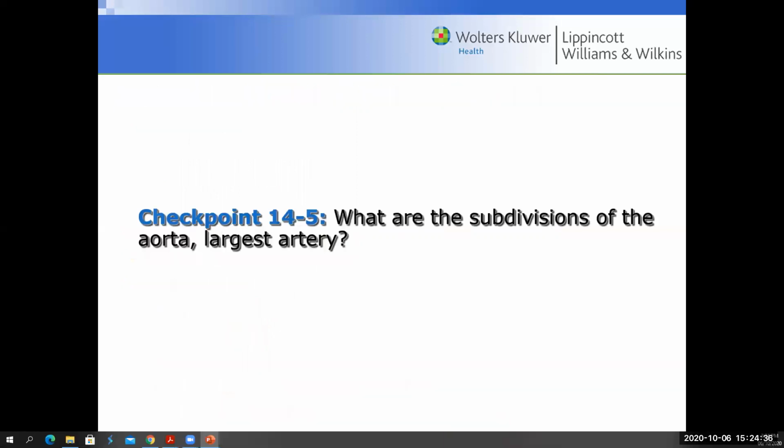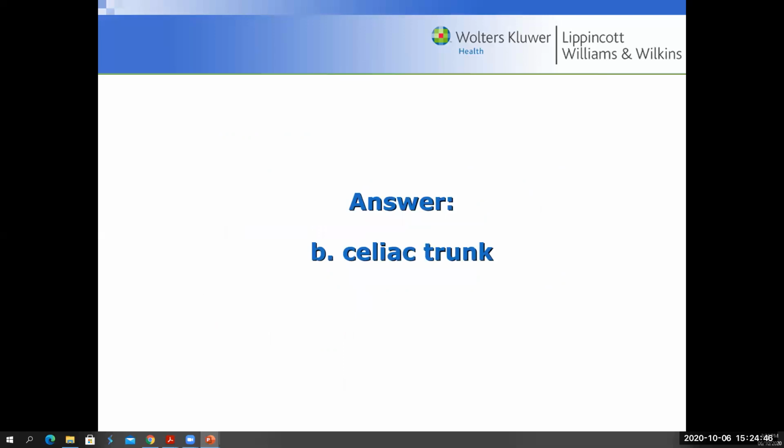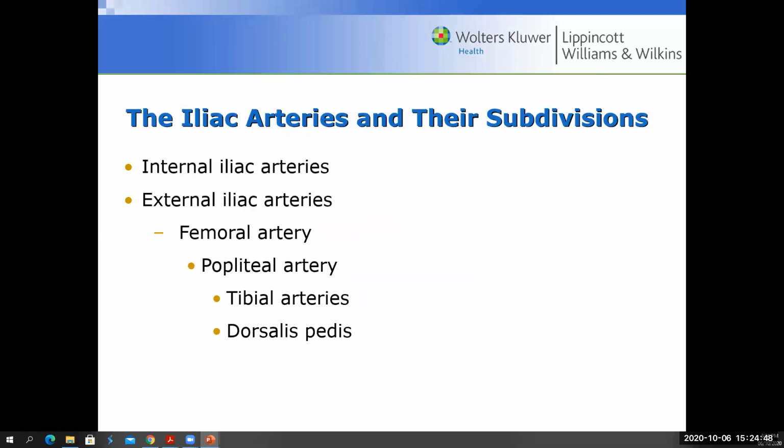So what are the subdivisions of the aorta, the largest artery? Which branch of the aorta divides further into three arteries? And that one, of course, will be the celiac trunk. Very good if you got it right. If you didn't, I know you'll get it next time.